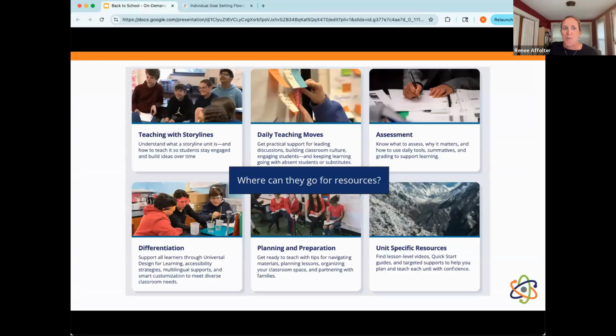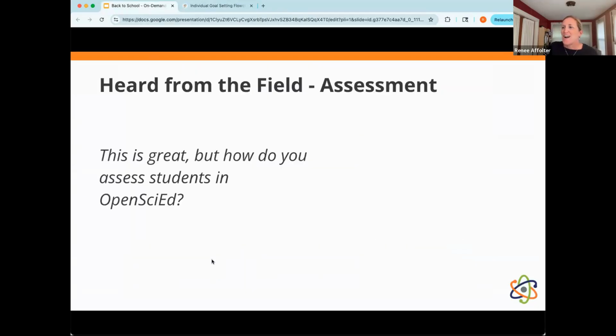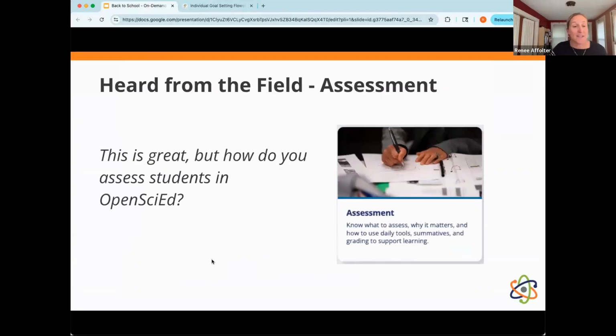All right, we have time for a couple more. Let's see where we are. Assessment, right? This is great, but how do you assess students in OpenSciEd? And so you guessed it, we're going to go to the assessment section to find stuff about assessment. So let's go take a look.